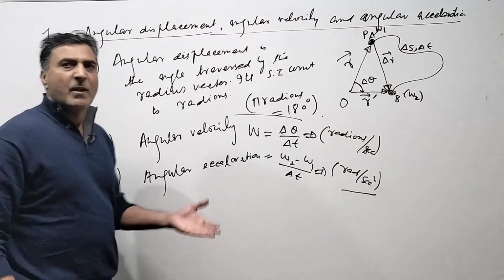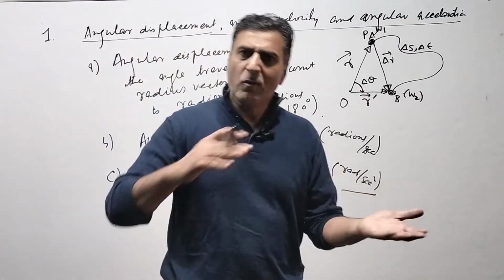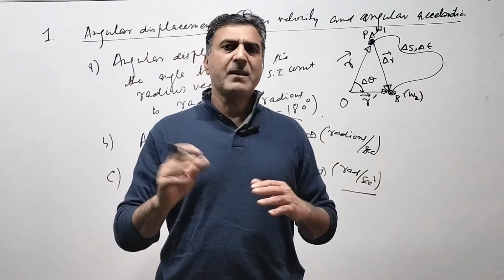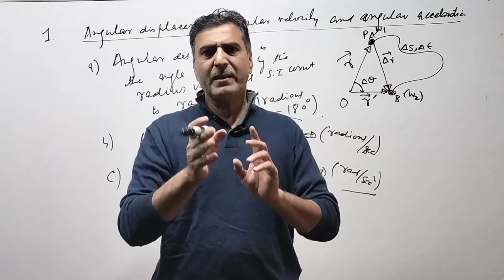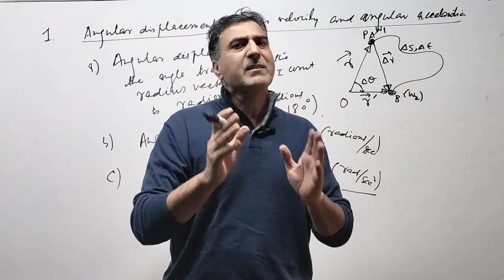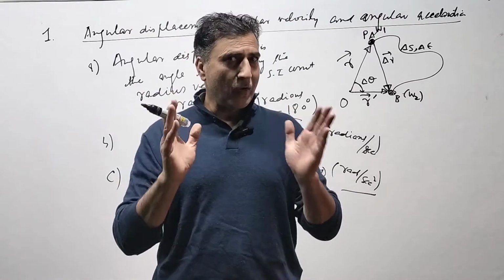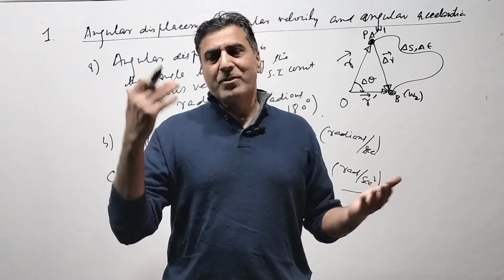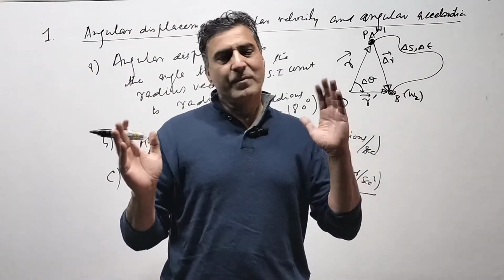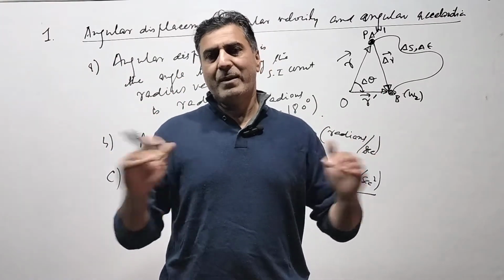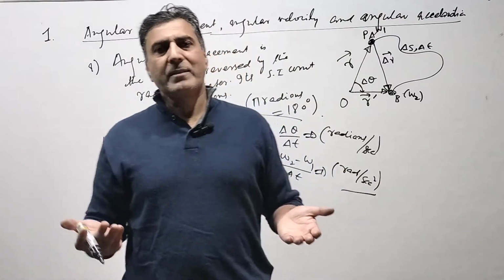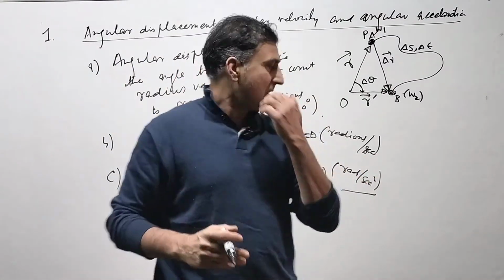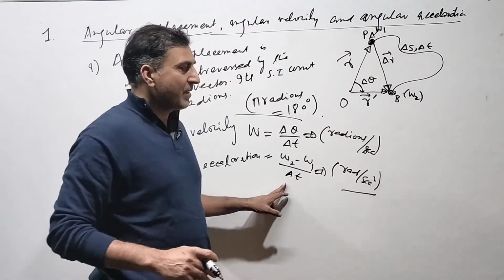These are the definitions. Angular displacement भी पता चला क्या है, angular velocity भी, angular acceleration. Angular displacement is the angle cut by the radius vector, and how much angle is cut in 1 second by the radius vector is angular velocity, and angular acceleration is, if the angular velocity changes, then the change in angular velocity from initial position to final position divided by total time interval. Angular acceleration is nothing but change in angular velocity in 1 second. That's why we divide by delta t.